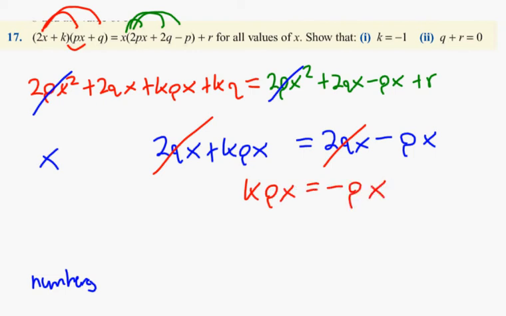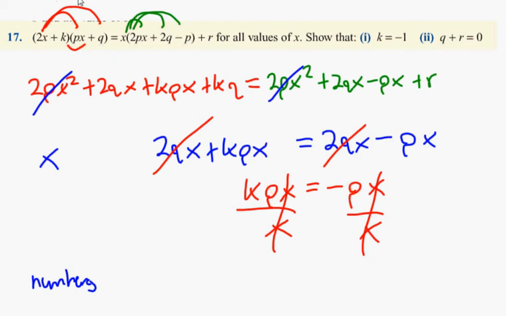I can cancel the x's off both sides, can't I? Because they're both being multiplied, yeah? If this was a plus x, I can't cancel the x's. It's not being multiplied. But because both sides are being multiplied by x, I can divide both sides by x, and all that does is cancels off the x's. We're also going to cancel the p off both sides.